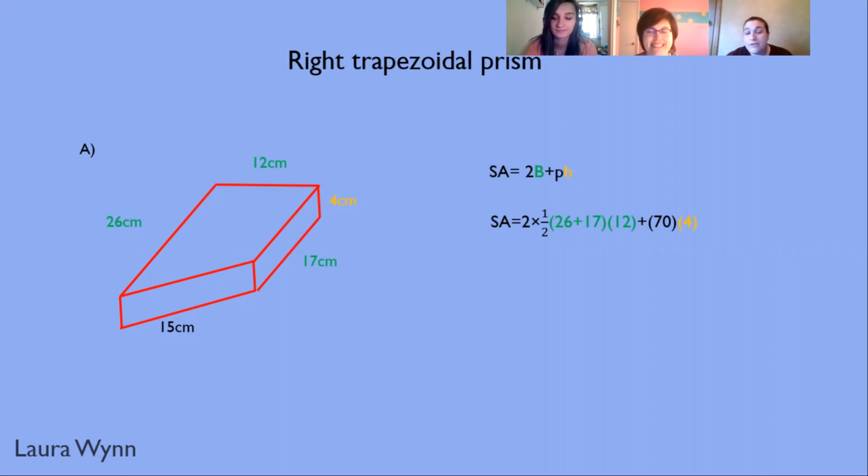So you plug your numbers into your formula, like I've done here. You work out your problem, and it's going to give you the answer. You're going to solve it, which is going to be the surface area of this right trapezoidal prism is going to be 796 centimeters cubed.